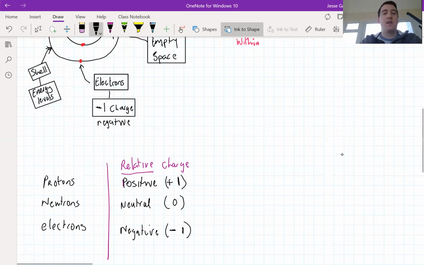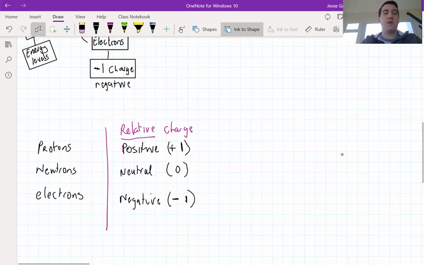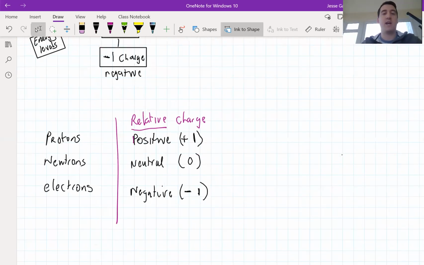Okay. Now, if you feel like you need to, you can stop and take down that table in your notes as well. So take down the table: protons, neutrons, and electrons, and the relative charge. So pause the video and do that now.